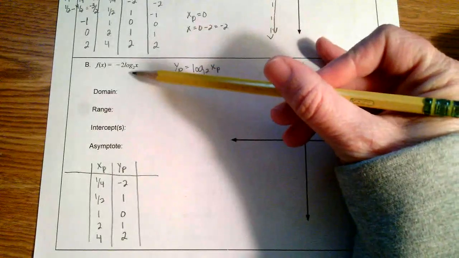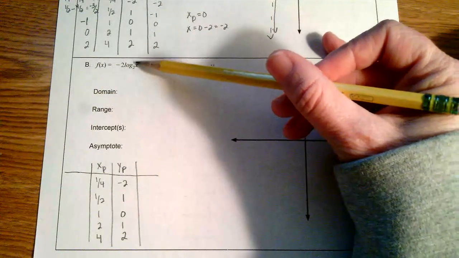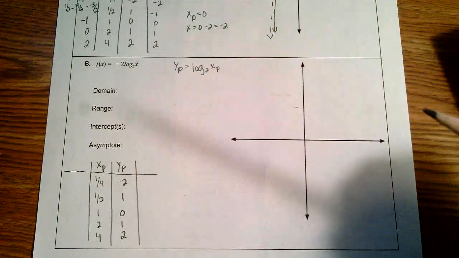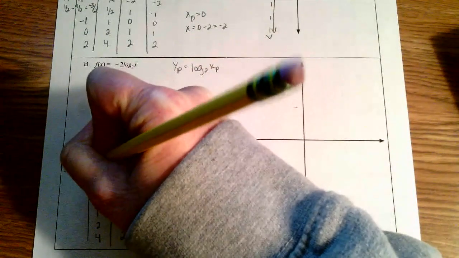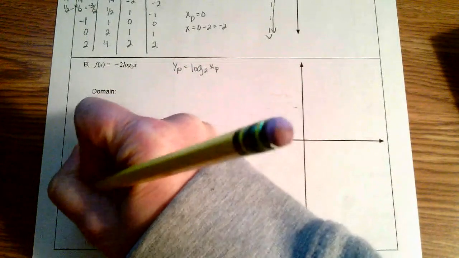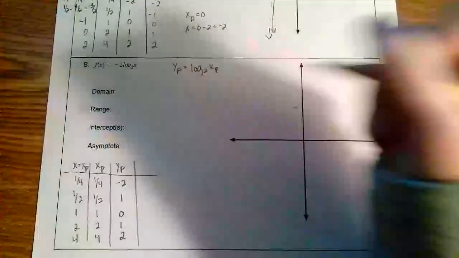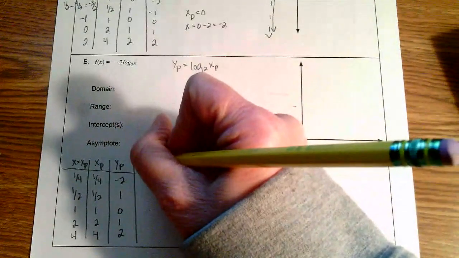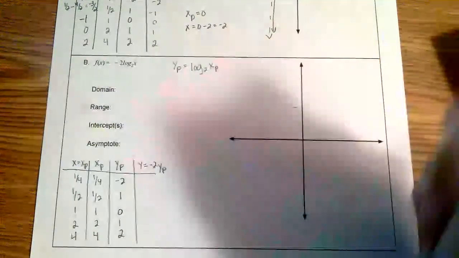So let's look at this in terms of transformations. Is anything happening to the argument? Is anything happening to the input? No, so we can write that x_p and x are equivalent to each other. Okay, so I'm going to rewrite my 1/4, my 1/2, my 1, my 2, and my 4. Okay, and now what is happening to my y values is they are going to be -2 times my y parent values.